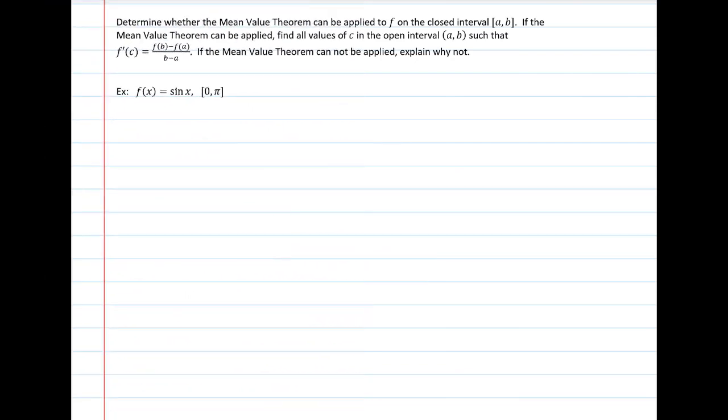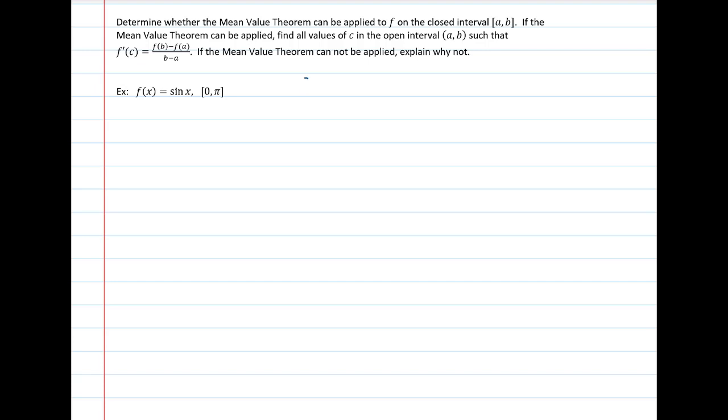Okay, so here we have an example of how we can use the mean value theorem. Very similar to the examples that we did for Rolle's theorem, we're going to determine whether the mean value theorem can be applied to f on this closed interval. If it can be applied, then we're going to find all the c's in the open interval a to b such that f prime of c is equal to that f of b minus f of a divided by b minus a. If the mean value theorem cannot be applied, we're going to explain why not.